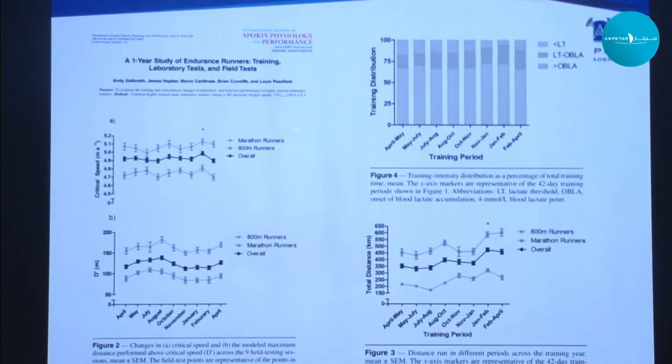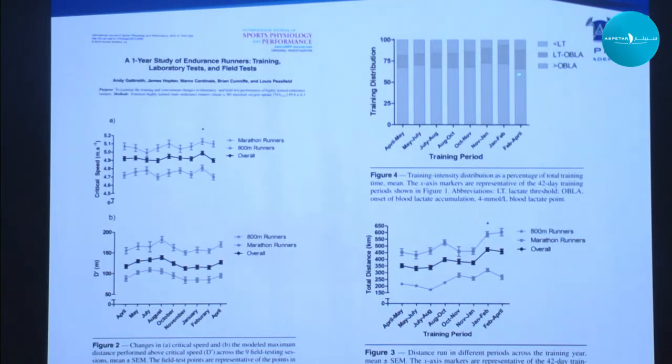We try to do this. So this is a study done in the UK before I came here. And we had national level runners. We followed them for 1 year and we measured every single training session, and we brought them back into the lab and on the field to do testing 5 times. And you can see that, of course, marathon runners cover more distance training than the 800-meter runners. This is how the training is built.